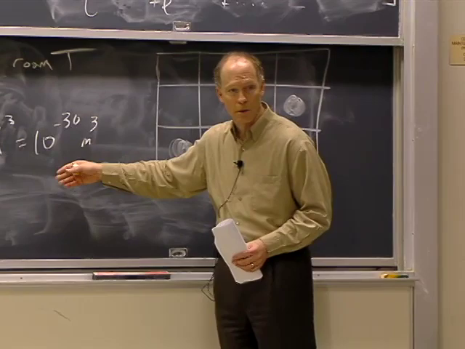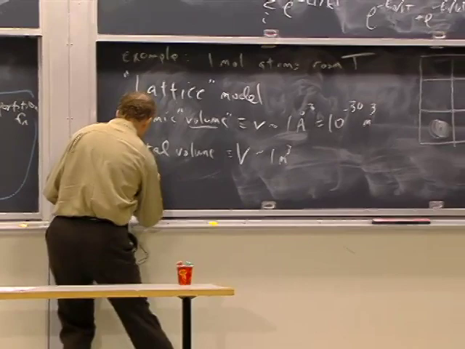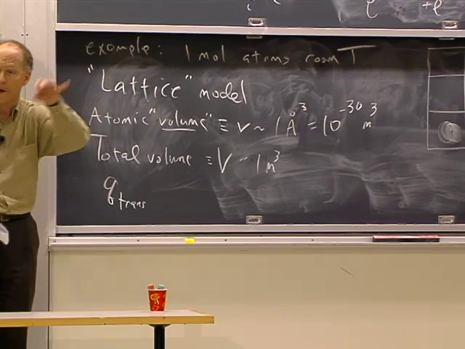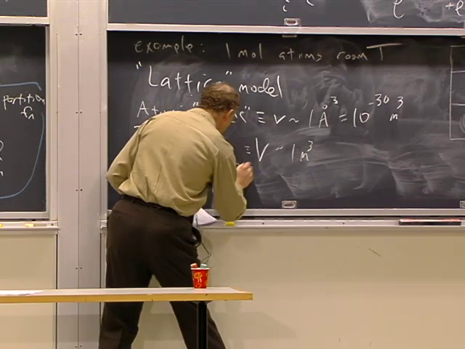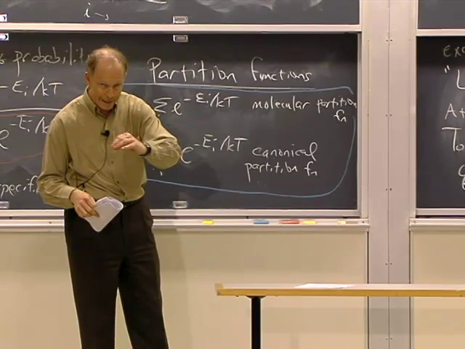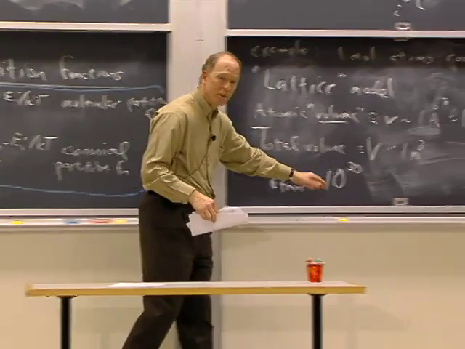So little q, we'll call it little q translational. It's just discussing where things are, right? It is on the order of 10 to the 30th. And if we do a more careful treatment, if we treat the translational energy of atoms either classically or quantum mechanically and solve it, we still get about the same order of magnitude, right?